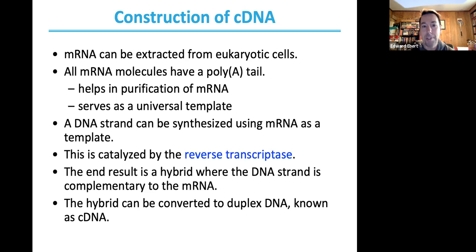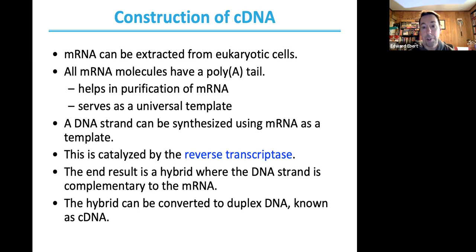But we can basically synthesize a complementary DNA strand using the mRNA as a template. So we'll utilize reverse transcriptase. Reverse transcriptase we talk about a fair amount in Biochem 2. But we see this as basically something that can take mRNA as a template and synthesize a complementary DNA to it. Many viruses will utilize reverse transcriptase to help integrate themselves into the host cell. HIV is particularly pernicious in this regard.